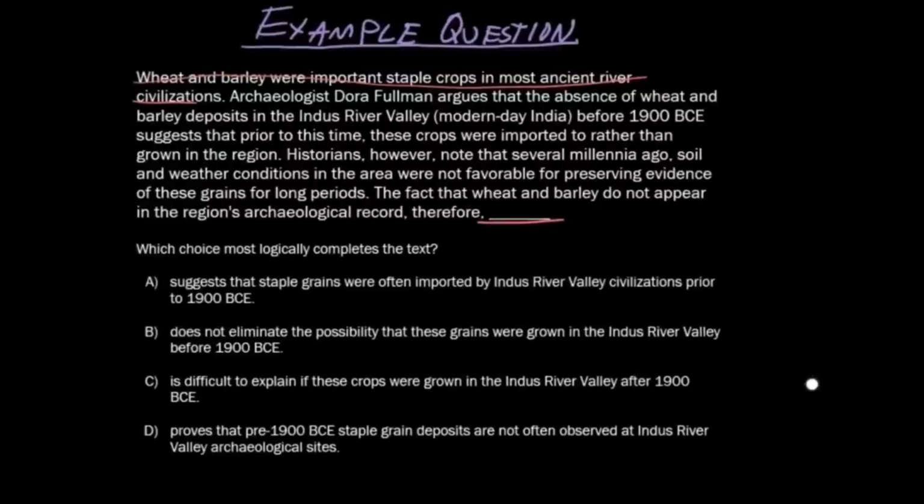Alright, wheat and barley were important staple crops in most ancient river civilizations. Archaeologist Dora Fullman argues that the absence of wheat and barley deposits in the Indus River Valley, modern-day India, before 1900 BCE suggests that prior to this time, these crops were imported to, rather than grown in, the region. Historians, however, note that several millennia ago, soil and weather conditions in the area were not favorable for preserving evidence of these grains for long periods. The fact that wheat and barley do not appear in the region's archaeological record, therefore, and then we have a blank. So let's take note of what we have up here.